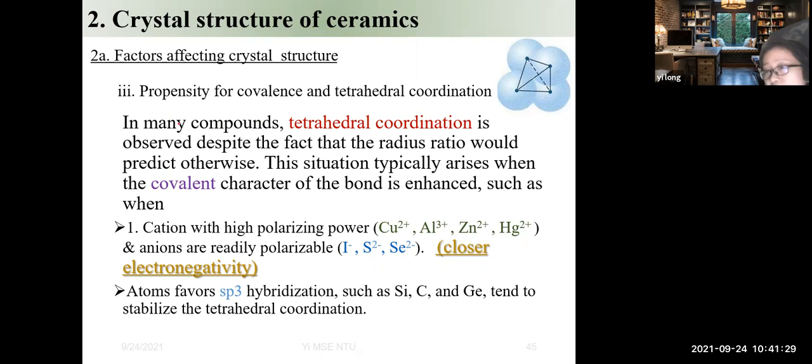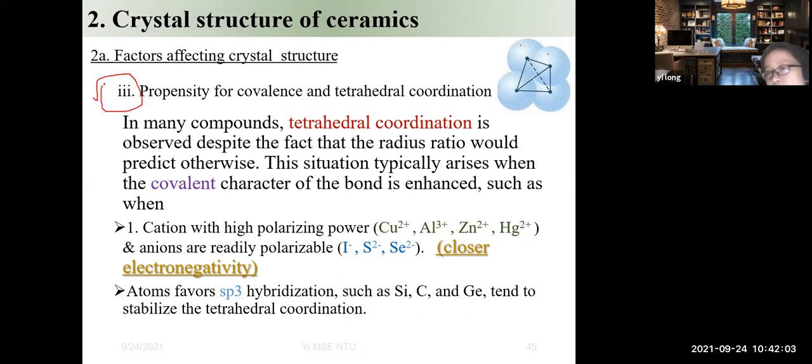Okay, so we said in many compounds, the tetrahedral coordination number is observed despite the fact that the Bethe ratio would predict otherwise. Like in zinc sulfide, right? Just now we explained the case. The RC over RA is larger than 0.414. So from that table, we know the coordination number is supposed to be 6, but it's not. It is 4. 1, 2, 3, 4. So it's a tetrahedral coordination number. So this is an odd case.